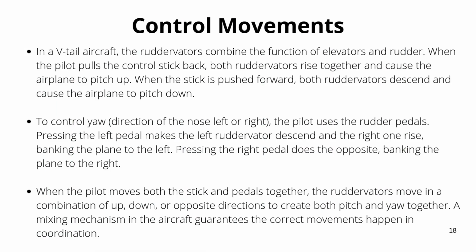Each system reflects a different design philosophy. V-tails and ruddervators are about simplifying and reducing drag. Canards are about adding control and improving lift efficiency. These systems show how creative aircraft engineers can be when optimizing for speed, stability, or maneuverability.